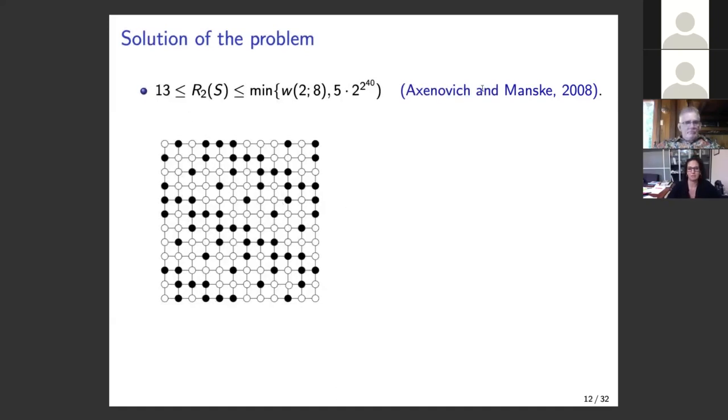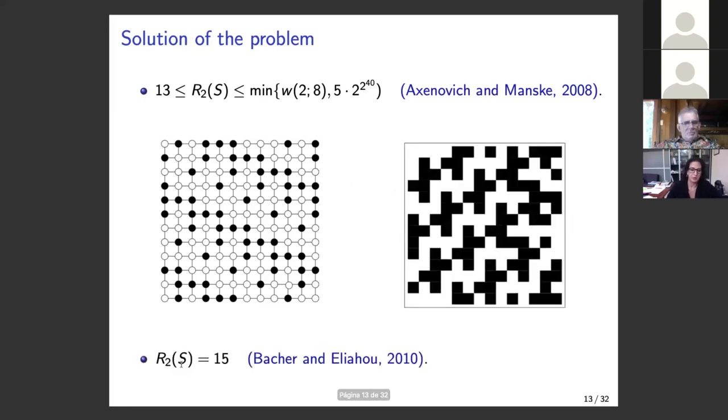This is a picture from the paper. This is an Erickson matrix with side length 12, and two years after, it was a surprise that the precise value for the parameter is 15. This was a result by Becker and Shalom Eliyahu.